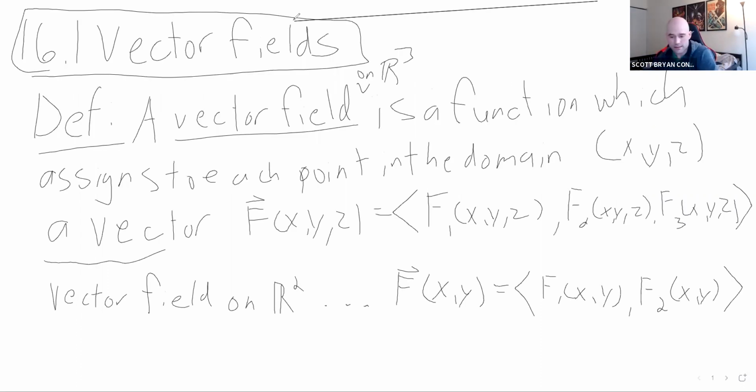And the way we write these is we write them in component form. So we write them as vectors, and each component is a function of however many variables we're dealing with. If we're in R3, each component's a function of 3 variables. So each component depends on the point. And if we're in R2, each component is a function of 2 variables.